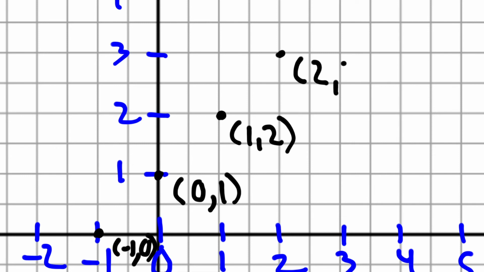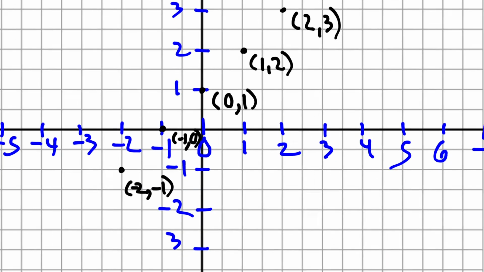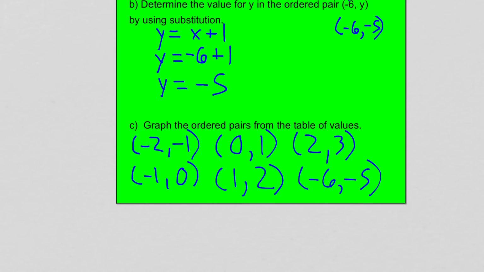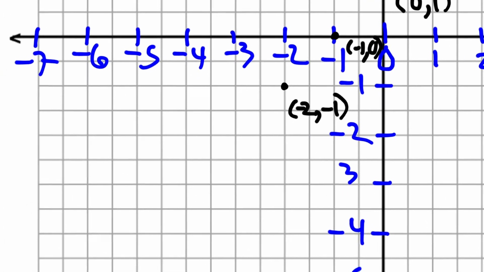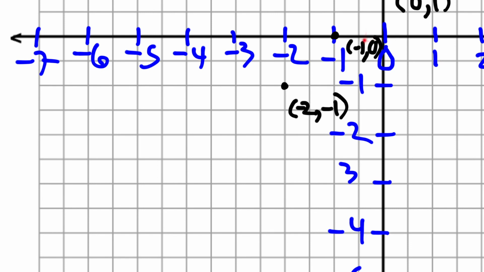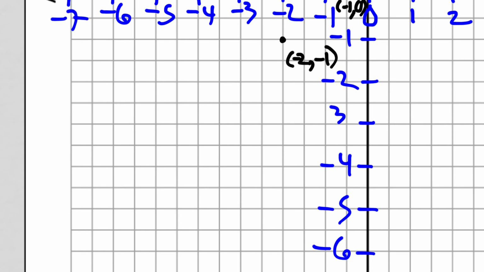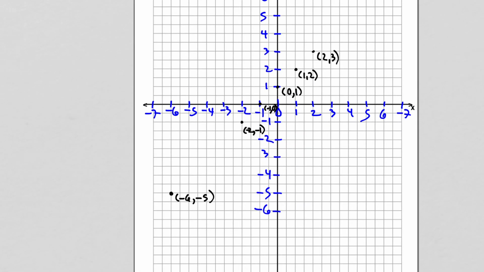So 2 and 3. And then we also had that extra point, -6, -5. Now, let's do that one. Across -6 and down to -5 right here. And if you look at it, it still lies on that same line that we've created. So -6, -5. And what we have created is a straight line. We call it a linear relationship.